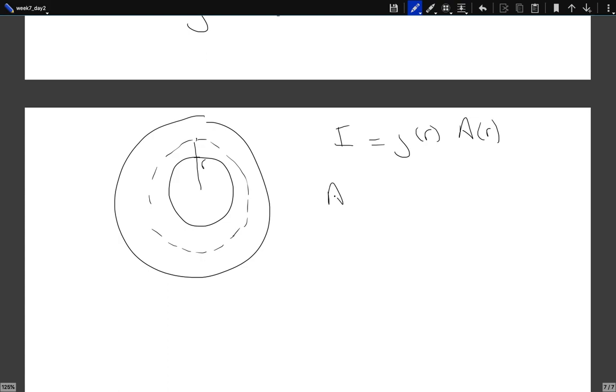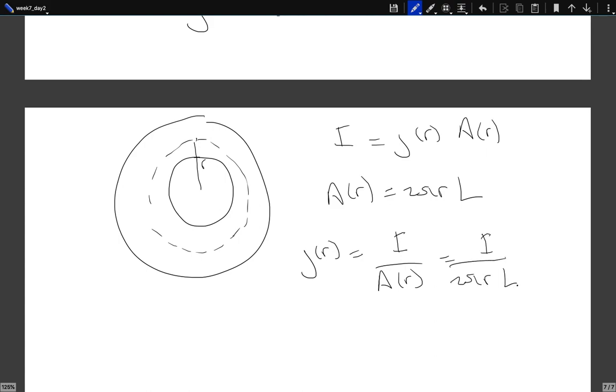Now, what is A of r? It's the surface area at a distance r from the center that the current is passing through. It's just the area of the cylinder: 2 pi r times L, whatever the height of the cylinder is. So now I can determine what J of r is. It's just I over A of r, which is I over 2 pi r L. This is the current density at a distance r.